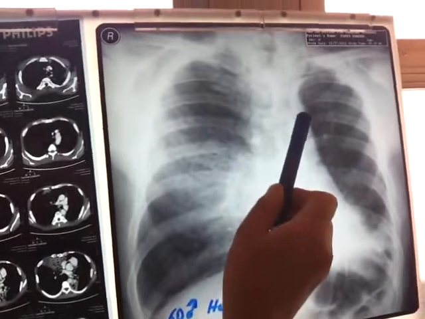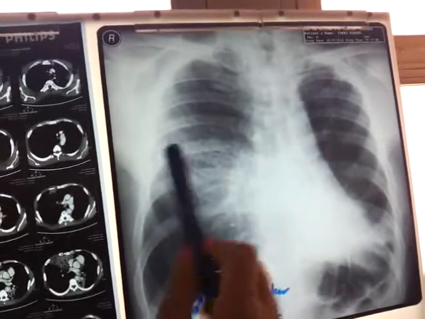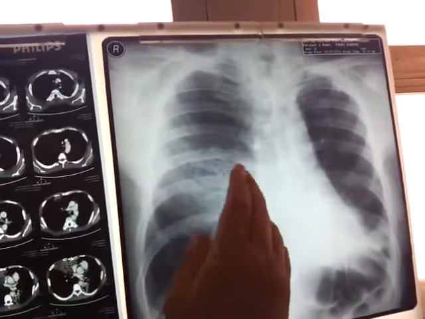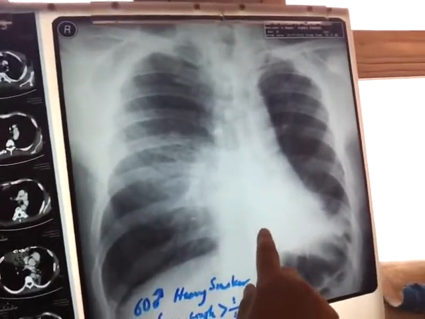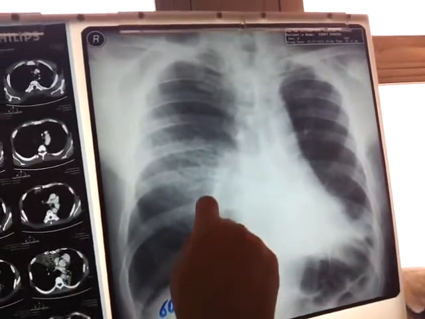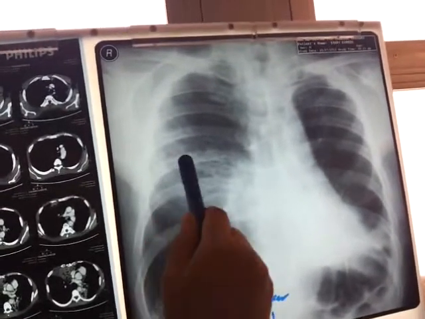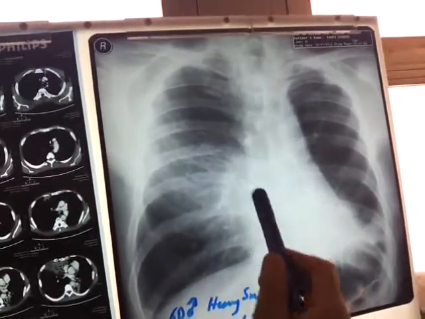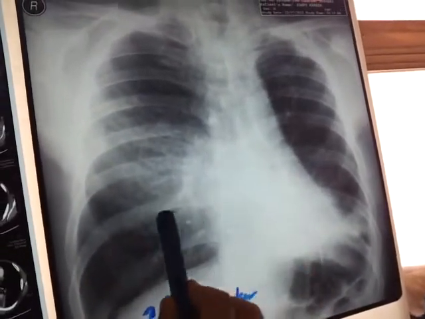obliterating the heart border. This is the heart border, and this is supposed to be the heart border. It's not clear. Therefore this consolidation, this opacity, is attached to the heart, just near to the heart. And because the heart is anteriorly situated, not in the middle, not in the back, therefore this lesion in the lung is anteriorly situated. And this area that's silhouetting with the heart, obstructing the right border of the heart, is the area of the middle lobe.